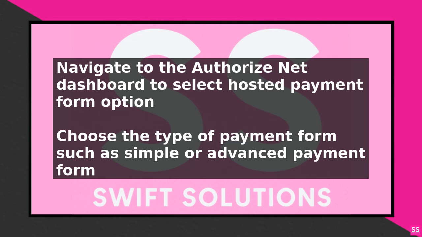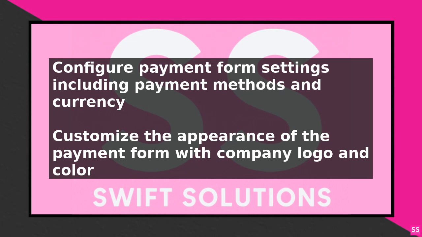After configuring the payment form settings, generate the HTML code for the payment form. This code will be used to integrate the payment form into your website. You can choose to use a hosted payment form, which redirects customers to a secure Authorize.net page to enter their payment information, or a tokenized payment form, which allows customers to enter their payment information directly on your website.